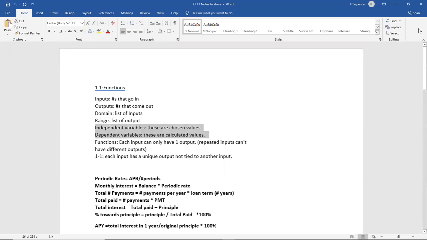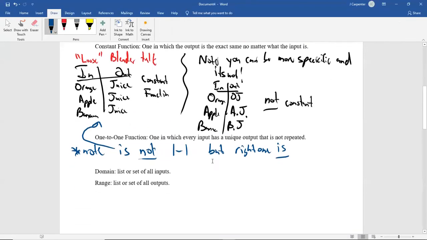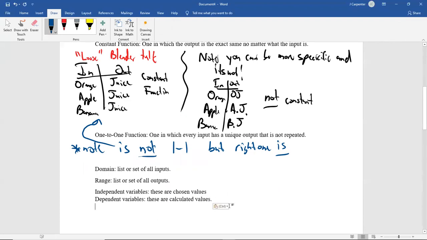So I'm just going to copy paste this to put it over here, and then make an additional note for each. Chosen values, these are your inputs. Whereas dependent values, they depend on some formula. They depend on some calculation. They depend on you turning the blender on, whatever it might be, whether we're talking pure math and numbers or blenders and fruit smoothies or juices. So dependent variables are calculated. These are your outputs. So domain relates to the independent, range relates to the dependent.